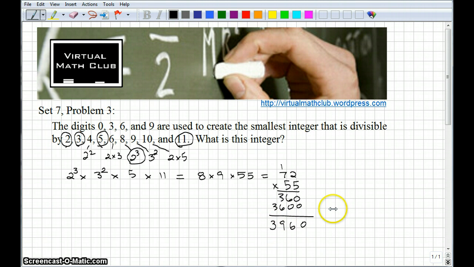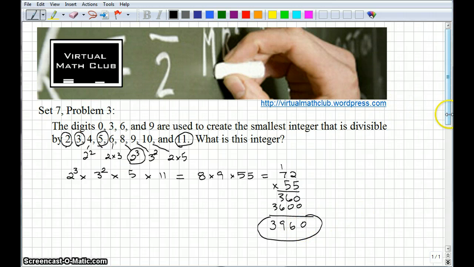Okay? So we actually didn't really even need this information that the digits 0, 3, 6, and 9 were the digits that were used to create that number, because it just turns out that way. So there's our answer. So that's one way to get it.